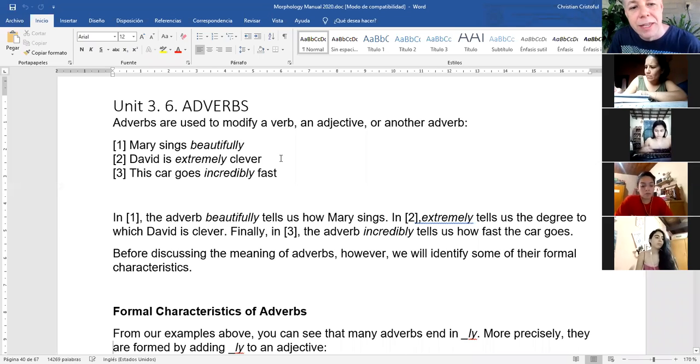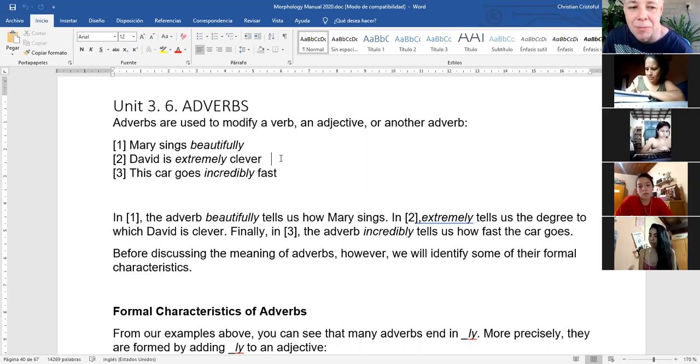In the second example, David is extremely clever. Extremely is not modifying David. David is not extremely. Clever is extremely. Extremely clever. Very clever. Super clever. Okay? So extremely is modifying the word clever, not the word David. So clever is an adjective. A word that modifies an adjective is called an adverb. Extremely is an adverb.